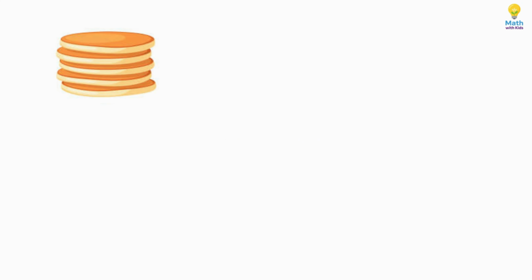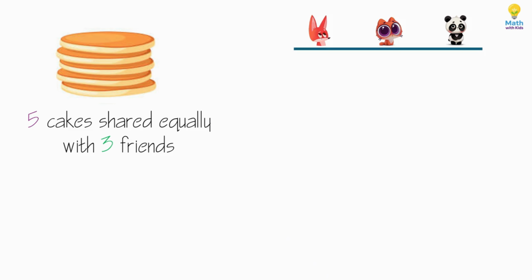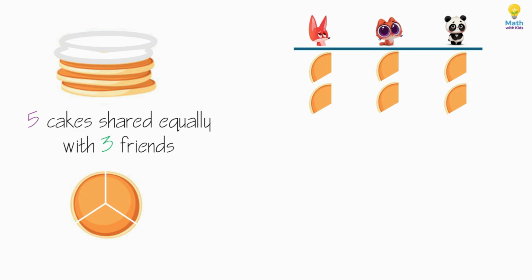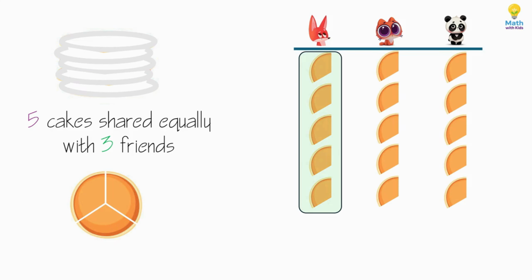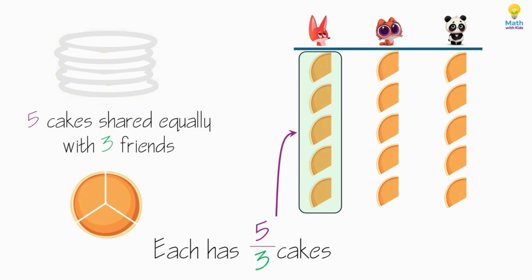Here is one more example to use an improper fraction. 5 cakes are shared among 3 children. We first divide 1 cake into thirds, so each child gets 1/3. After all 5 cakes are divided, each child receives 5/3 cakes as an improper fraction.